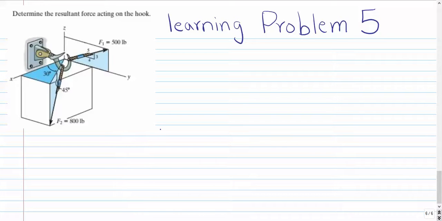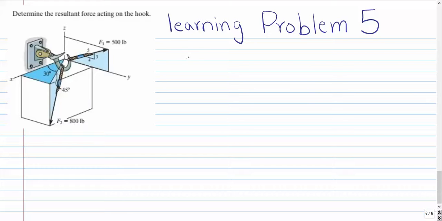So the first thing that we have to do is divide these forces into their components along the x, y, and z axes, and then we can add those components and then write those in the Cartesian notation. So let's start with F1.